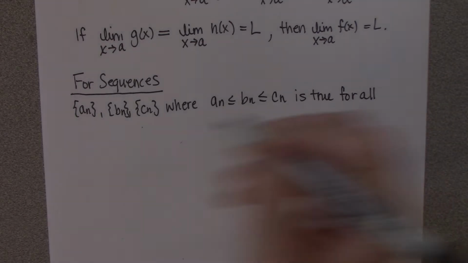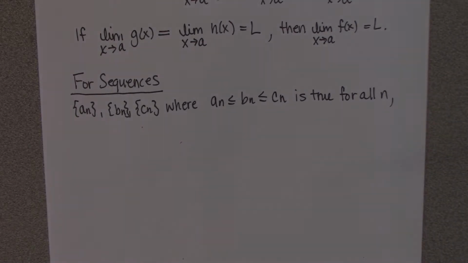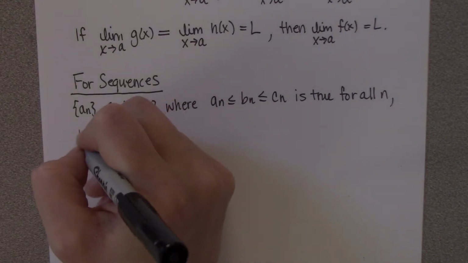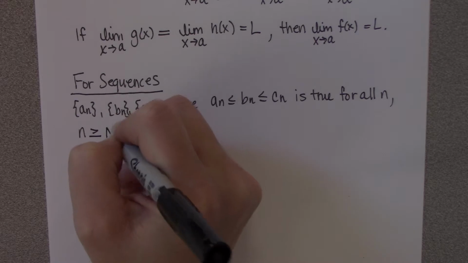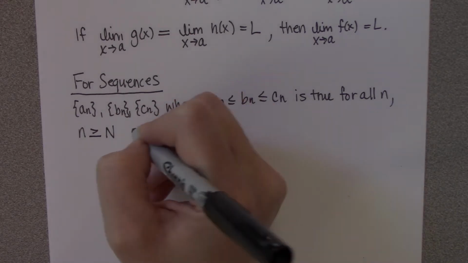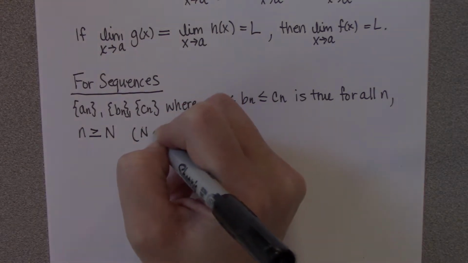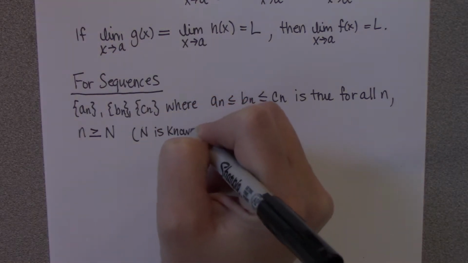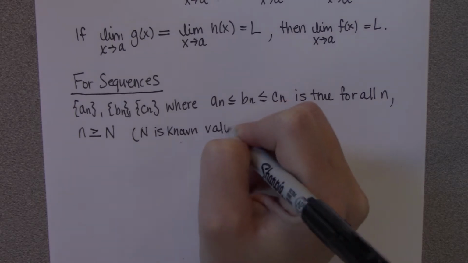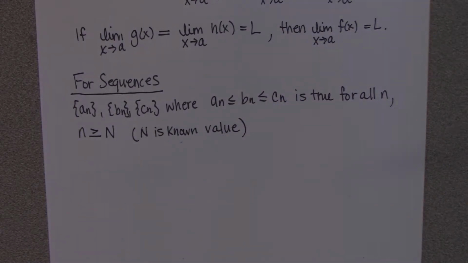So there's a little extra caveat here. It doesn't actually have to be true for all values of n, okay? It has to be true for all values of n where n is greater than or equal to capital N. And what we're saying here, so capital N is some known value. So I'm actually going to show you an example in a second where we explain where this can happen.